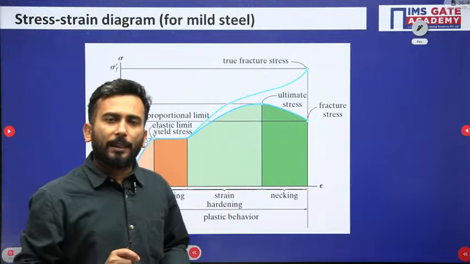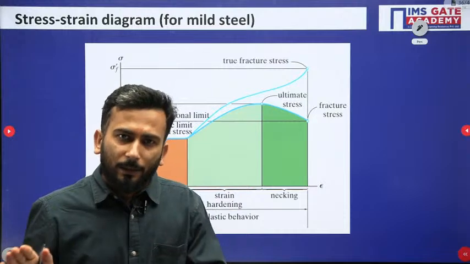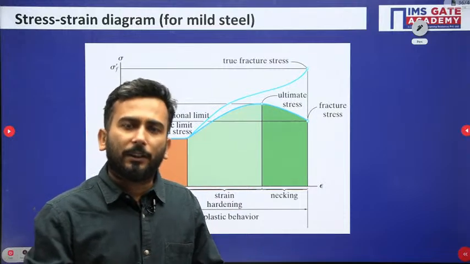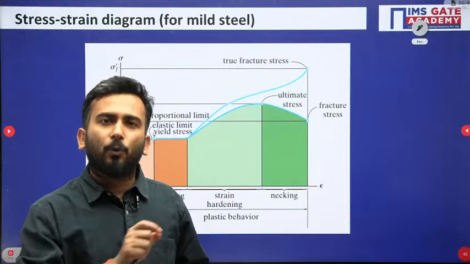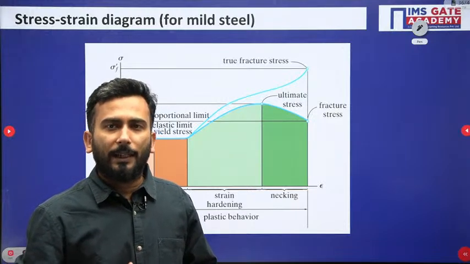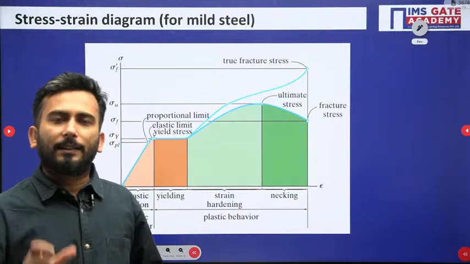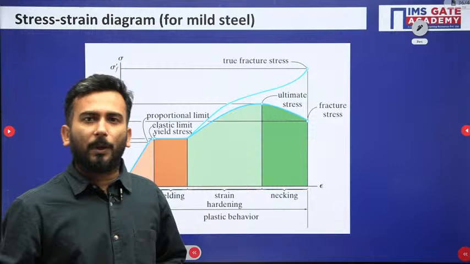Also, one more thing: in strength of materials we will basically be dealing with the conventional stress strain curve, and the true stress strain curve you will study in production. There you will study that sigma is equal to k epsilon to the power n.